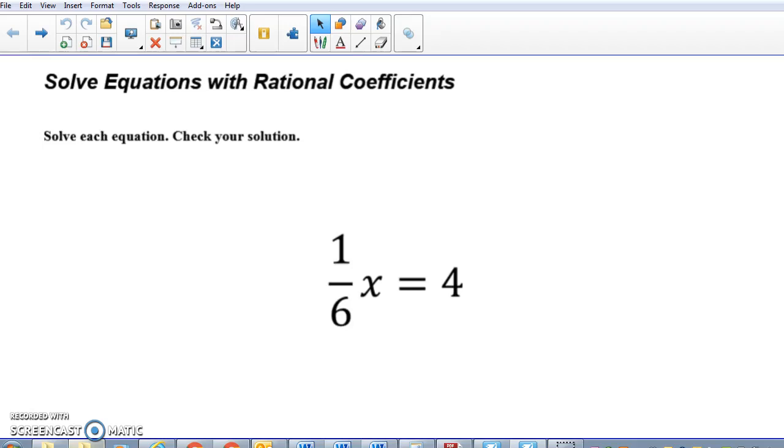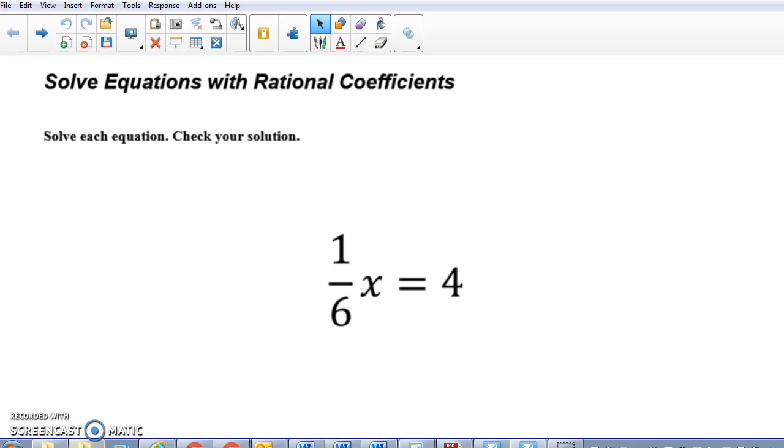Solving equations with rational coefficients. And all this means is these are still one-step equations. It's just that there's a fraction or a decimal attached to the variable. And when you're dealing with decimals, you'll just go about those the same way. You'll just divide by the decimal that's there.